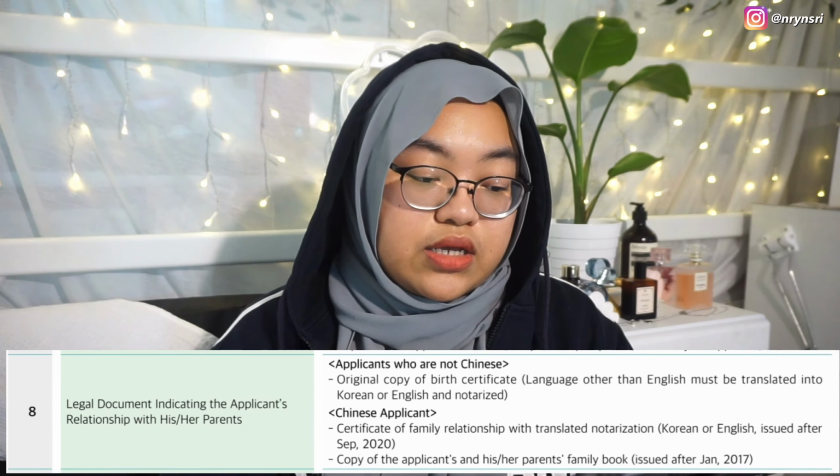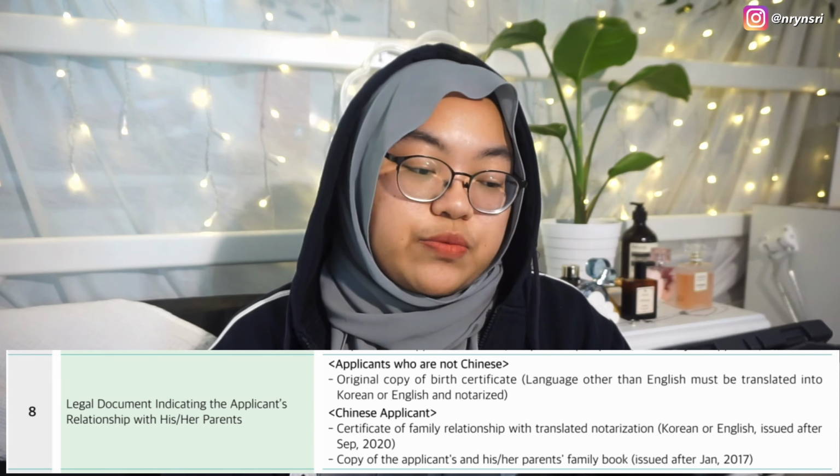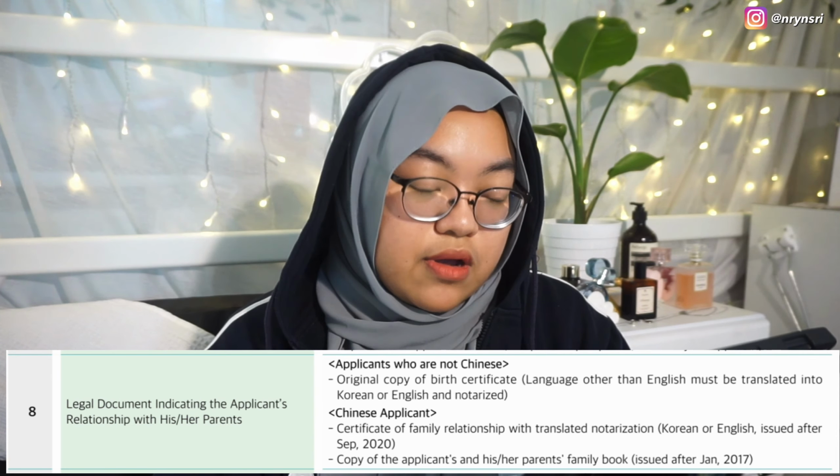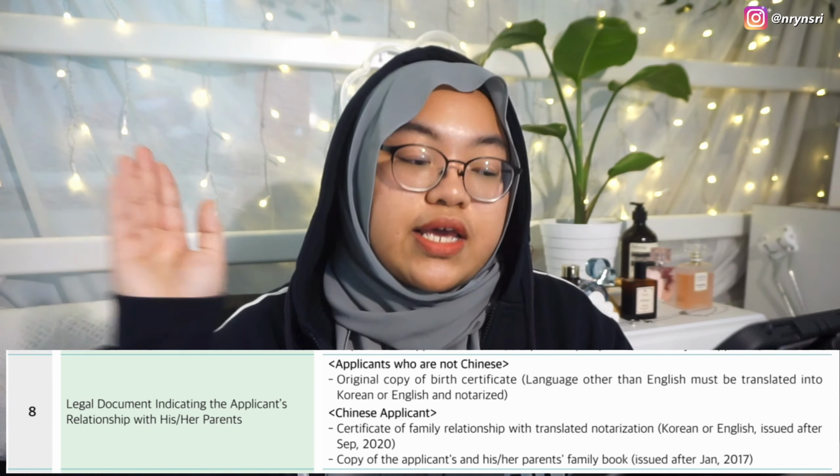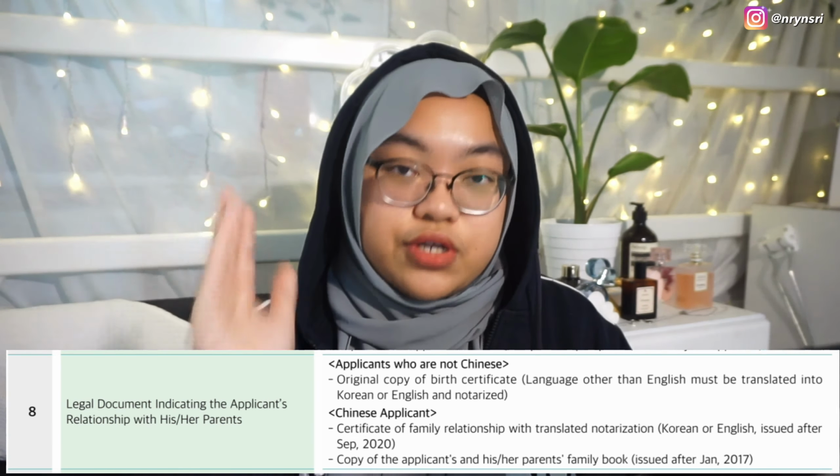And the next is the legal document indicating the applicant's relationship with his or her parents. Original copy of birth certificate, language other than English must be translated into Korean or English and notarized. Everything's literally the same. If it's not in English, translate it. For translation, find a legit legal translator. Like for me, I went to the government office and found a really legit translator, and he translated all of my documents for me. But yeah, make sure you translate it in English. Everything needs to be translated in English.